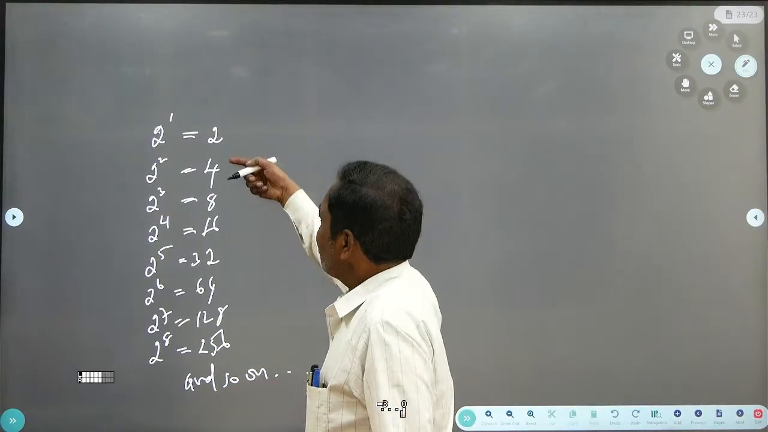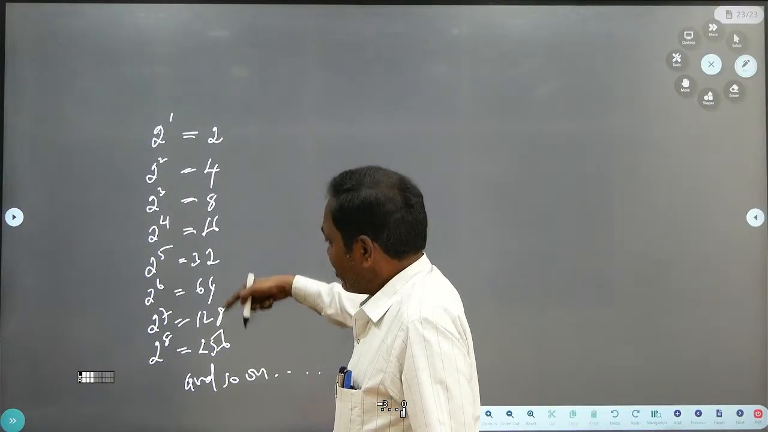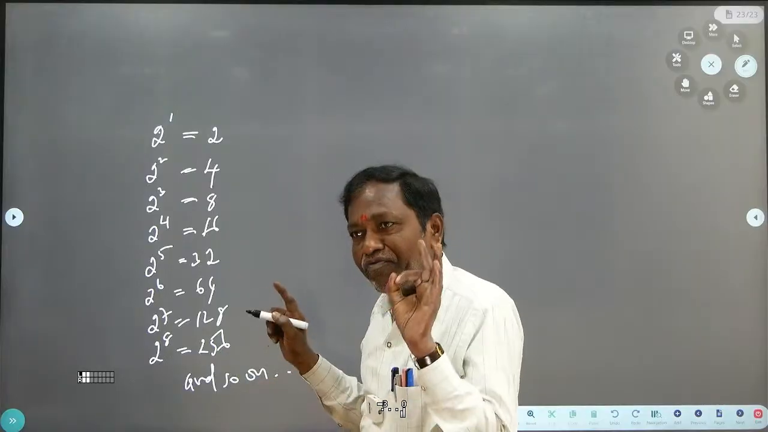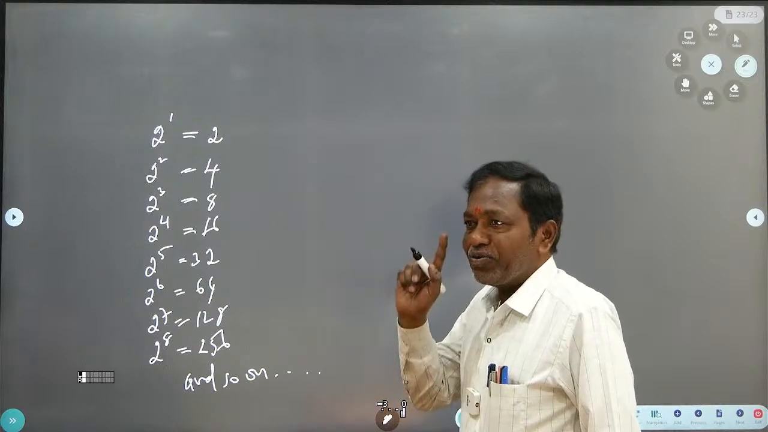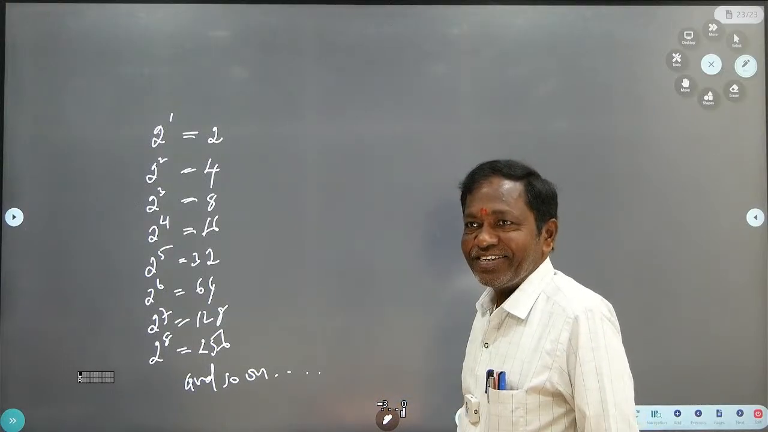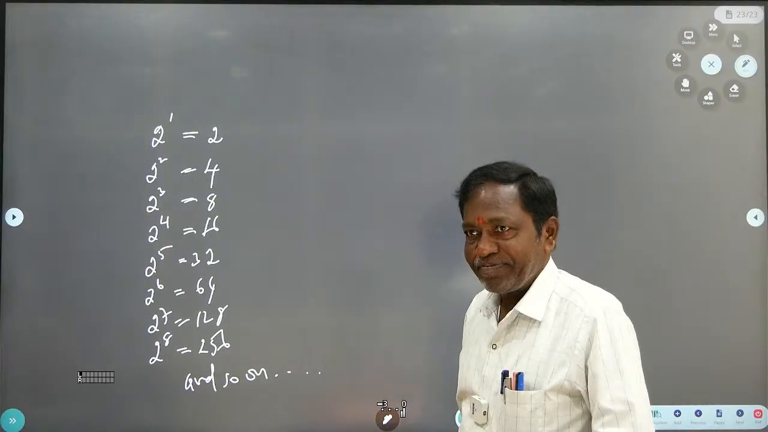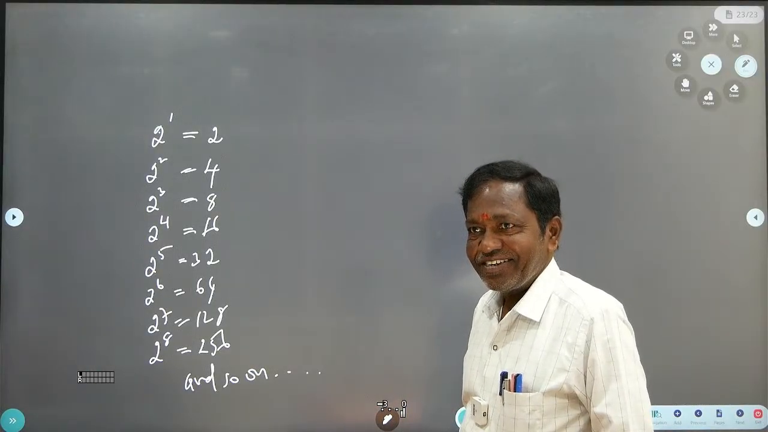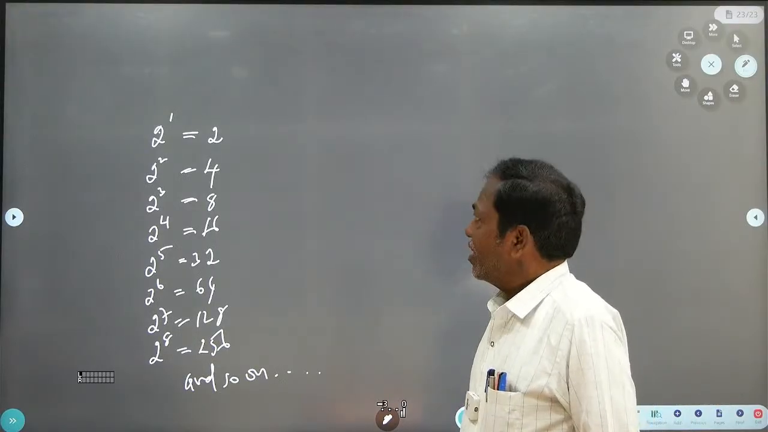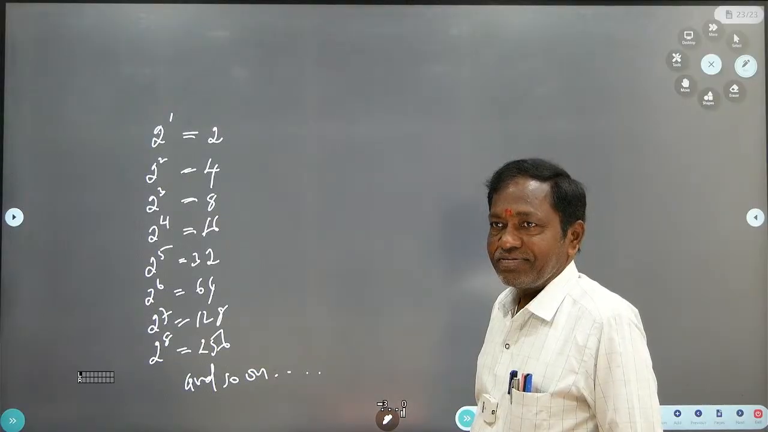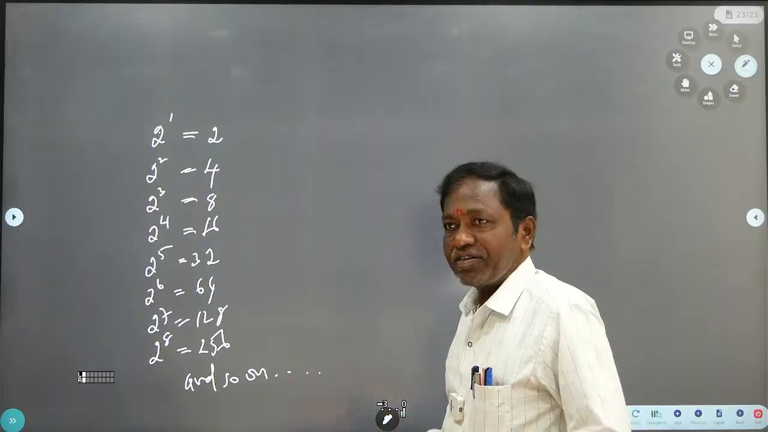See that: 2, 4, 8, it doubles. This property is only for 2, not for any other number. Every alternate year, one question is asked here. That is what I have seen in the last 5-6 years' papers. It's just doubling the resultant number. This is only for 2.